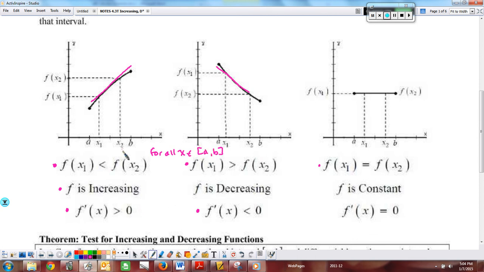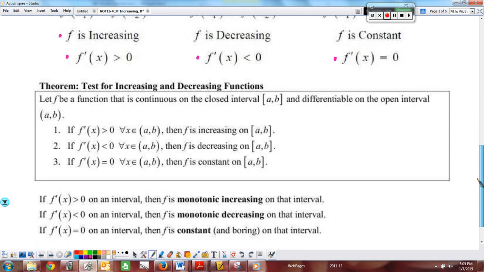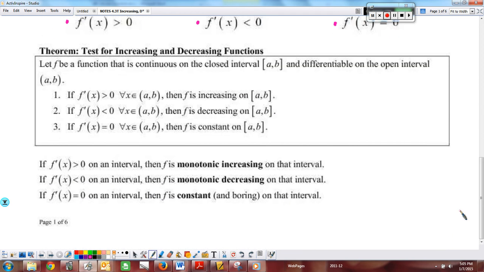Right? We're picking x1 and x2. So for all x values in the interval, f of the first x is smaller than f of the second x. And if they're the same, then it's constant, and there we have our derivative is 0. So we pretty much already knew that. We've been talking about that all along.